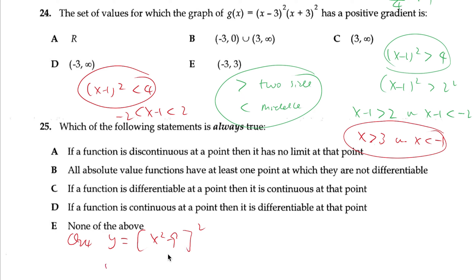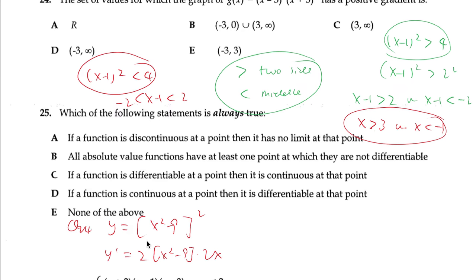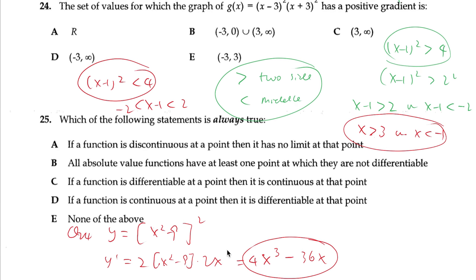So y dash is: bring the power down, reduce the power by 1, and then multiply by the derivative inside, which is 2x. So this is your derivative. Simplify this a little bit: 4x cubed, then 2 times minus 9 is minus 18, and then multiply the extra 2x, that's minus 36x. So that's your derivative. Then they ask for the set of values for which this has a positive gradient.